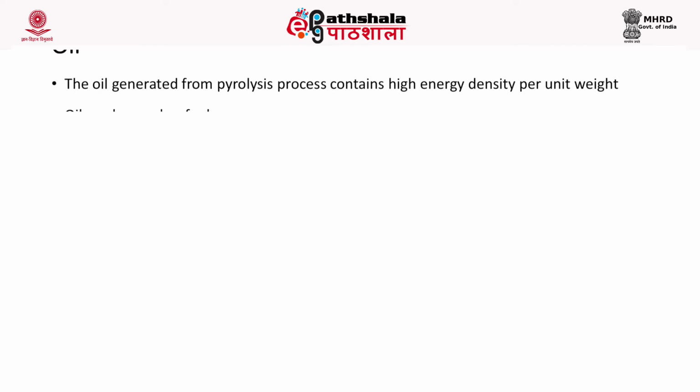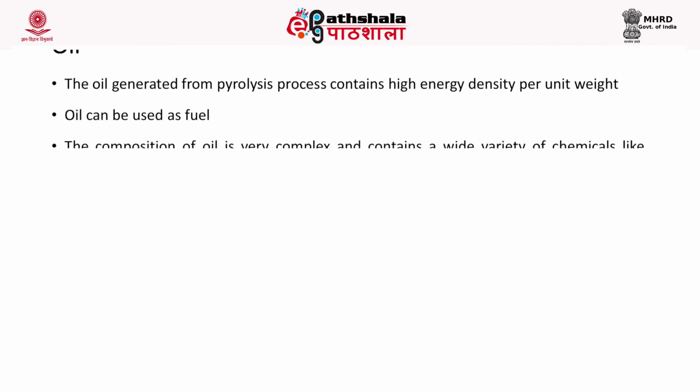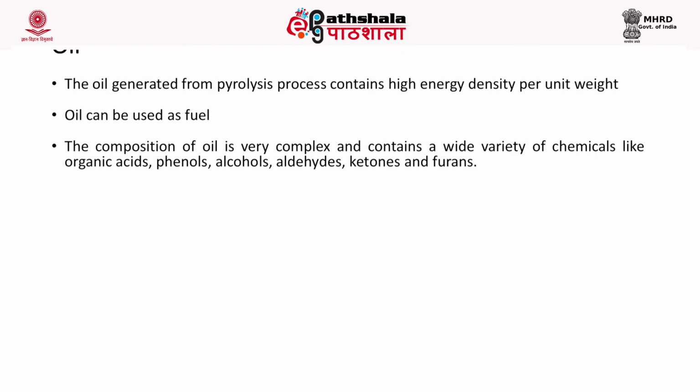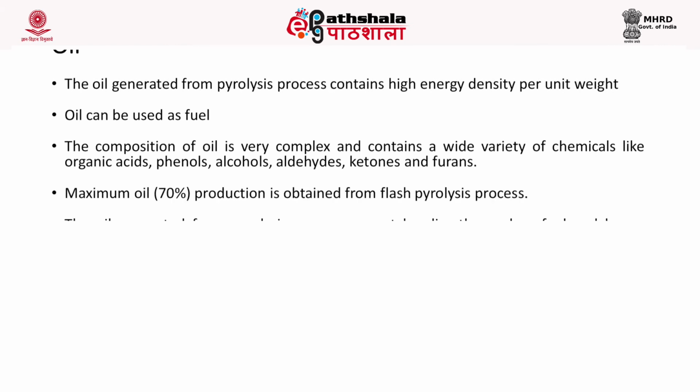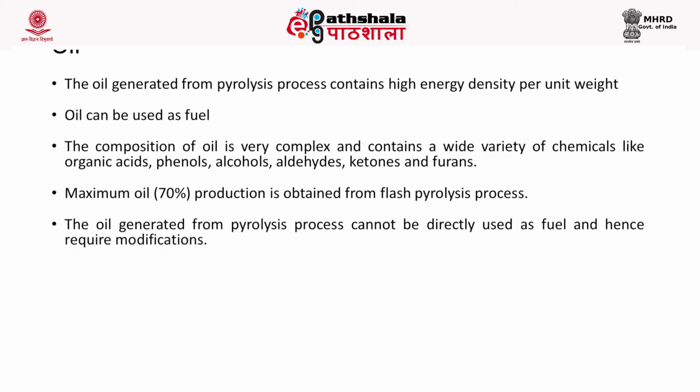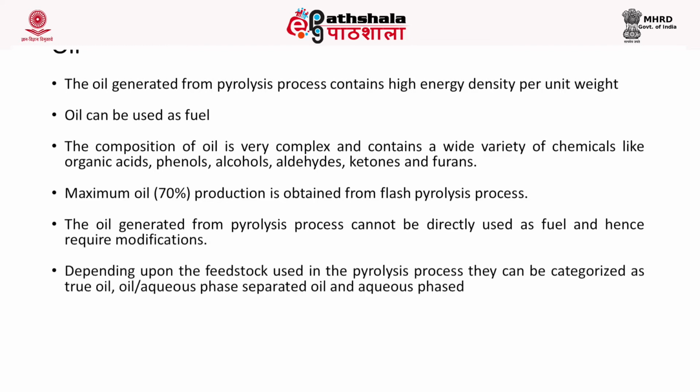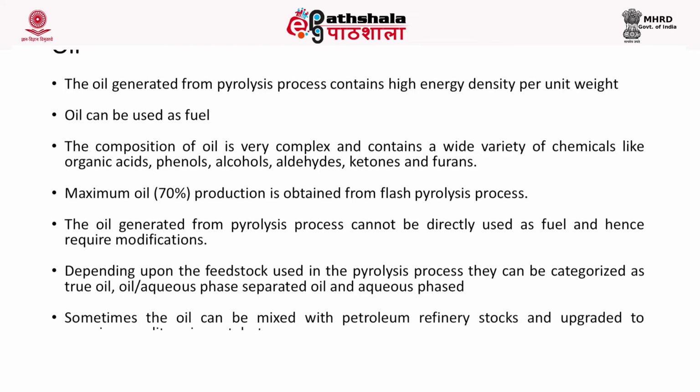The second product, the liquid product generated from the pyrolysis process, is oil. The oil generated from the pyrolysis process contains a very high energy density per unit volume. It can be used as a fuel, and the composition of oil produced during pyrolysis consists of organic acids, phenols, alcohols, aldehydes, ketones and furans. The flash pyrolysis process produces the maximum amount of oil, of about 70%. The oil generated from pyrolysis cannot be directly used as a fuel and hence requires modification.